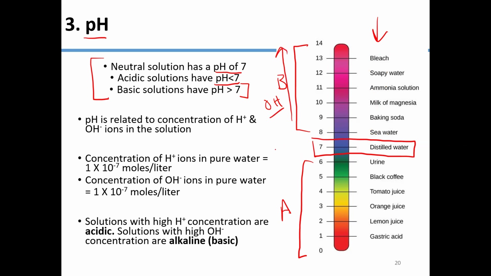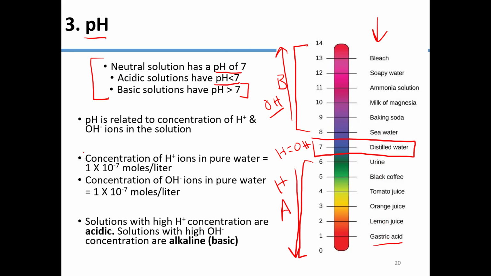Once we get here, remember we have an equal amount of hydronium and hydroxide. And then as we decrease, we have more hydrogen. So in this case, urine is going to be slightly acidic, black coffee, much more, tomato juice, orange, lemon juice, and then gastric acid, which is just another way of saying stomach acid, is going to be very acidic.